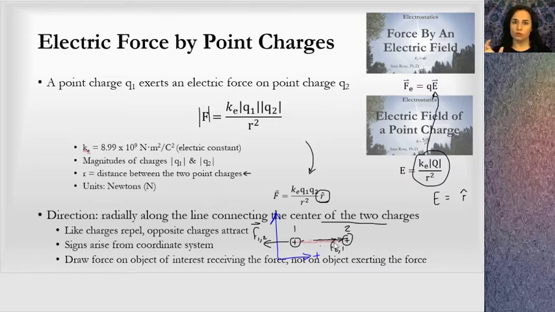Remember, this is a Newton's third law pair. So we really have to distinguish: are we looking at the forces on charge 2 or the forces on charge 1? Draw the force on the object receiving the force, not the object exerting the force.